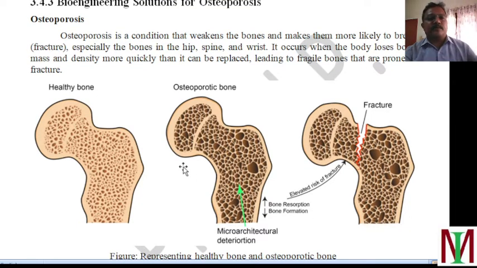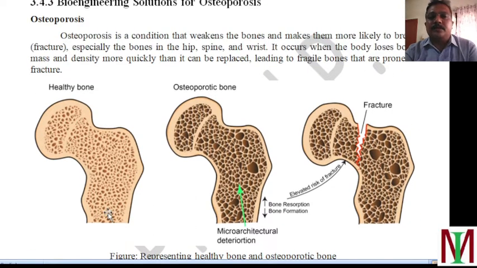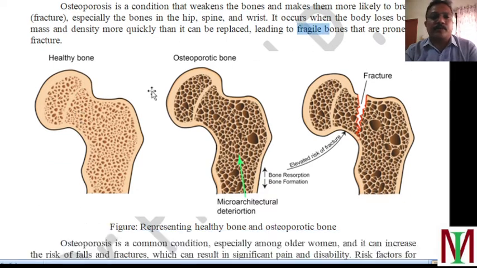Okay, so osteoporosis. Osteoporosis is a condition which weakens the bones and makes them more likely to break or fracture. To explain simply, this is the natural healthy bone. In the osteoporotic bone you can see the density is decreased and the number of cells and tissues present is less, and slowly a fracture or crack may happen. Generally the bones become fragile, and they are prone to fracture.